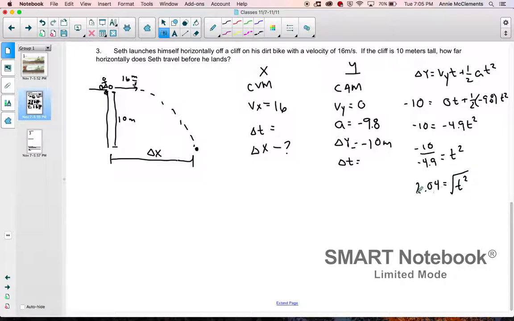Go ahead and take the square root of all that, right? Remember, this has to be your last step, that square rooting. If it's not, then you're probably going to get the wrong answer. And your answer is time equals 1.43 seconds, right? So that tells us that he's fallen through the air for 1.43 seconds. Now we can go ahead and check out in our x direction, right, what's going on here, and how far does he travel over that time, right? So our velocity x times change in time is going to equal how far he travels. He's going to go 1.43 seconds times 16 meters per second.